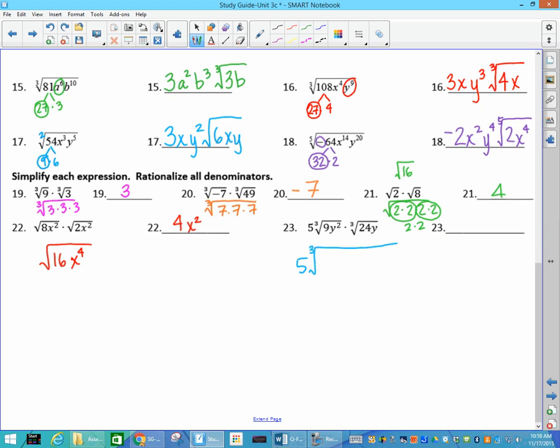All right, looking at 23, I have a 5 on the outside, and then I've got my cubes in here. Okay? And I have 9 is 3 times 3, and 24 is 3 times 8. And then how many y's do I have? I have 3 of them. So I'm hoping you can see I got 3 threes, so I can bring one 3 out. 8 is a perfect cube. Cube root of 8 is 2, and 3 goes into 3 one time. So I have to multiply those numbers. 15 times 2 is 30, so this is going to be 30y.